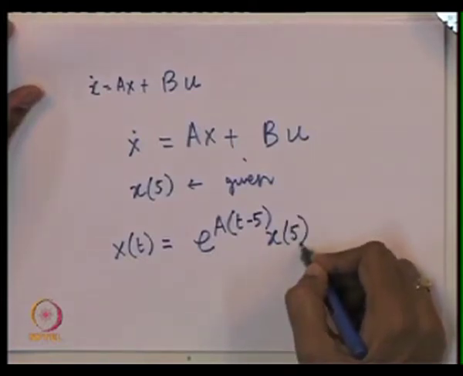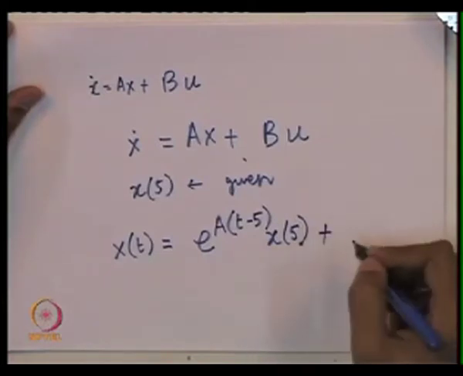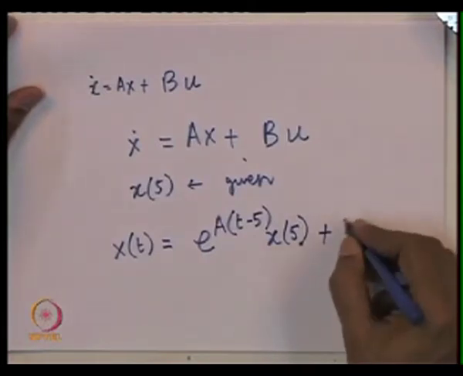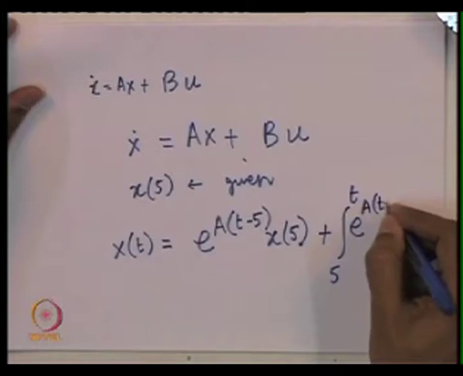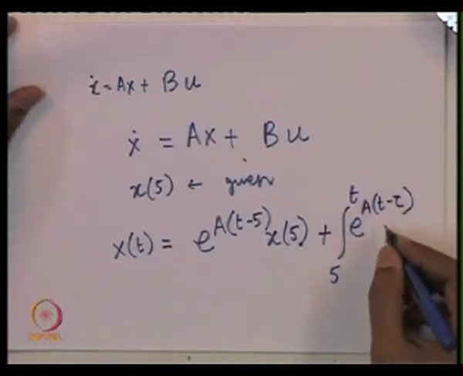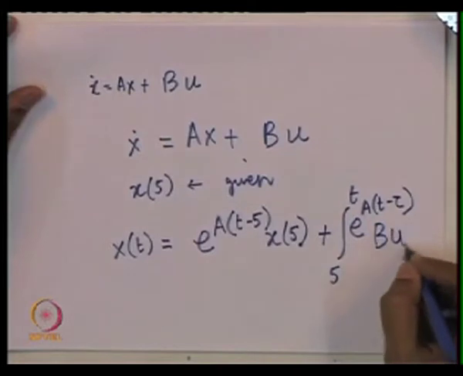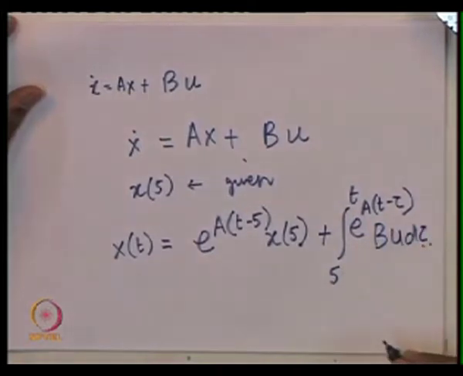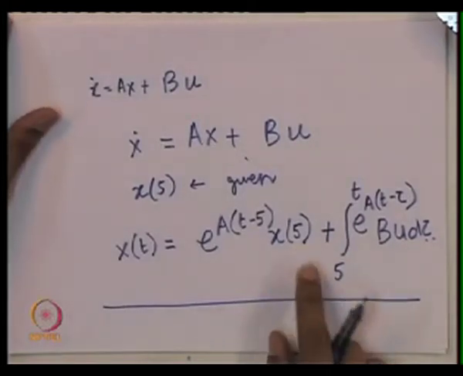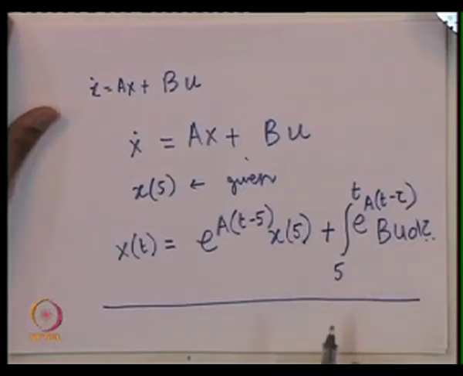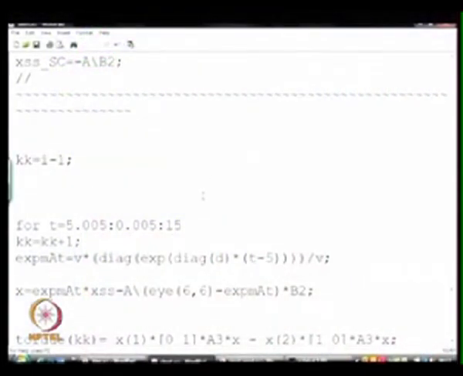plus the integral from 5 to t of e raised to A (t minus tau) B into u of tau into d tau. So, this is basically if you know the initial conditions at 5 seconds and you want to evaluate what happens at time t is equal to 5 seconds onwards. Okay. So, what we will do now is actually evaluate the short circuit conditions. Okay.